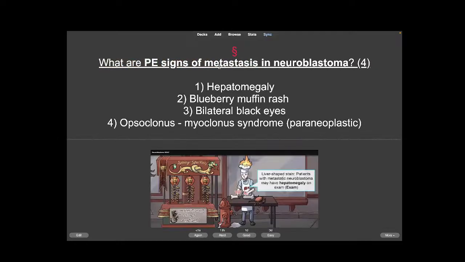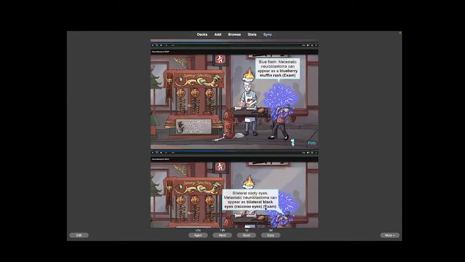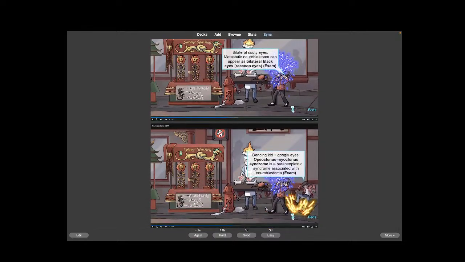Okay, so I have hepatomegaly. You have blueberry muffin rash. Where's that? That one. Okay. We have bilateral black eyes. We have some opsoclonus myoclonus syndrome.